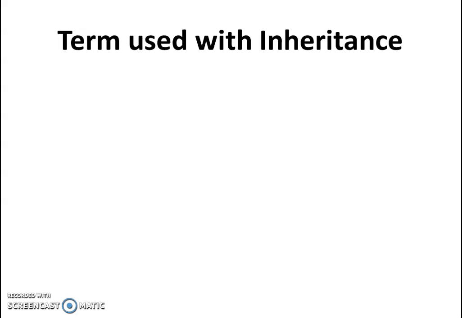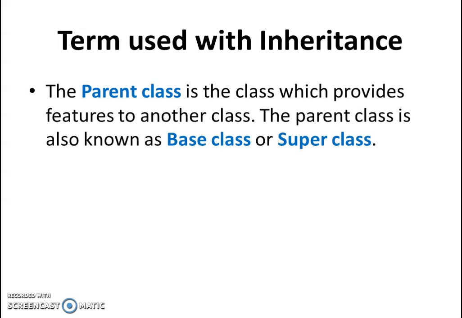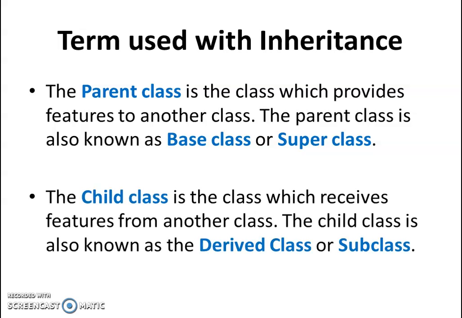There are some terms used with inheritance, and the first term is parent class. Parent class is the class which provides features to another class, and parent class is also known as base class or superclass. On the other hand, we have child class, which is a class that receives features from another class, and child class is also known as derived class or subclass.